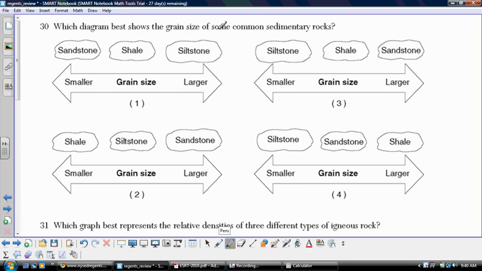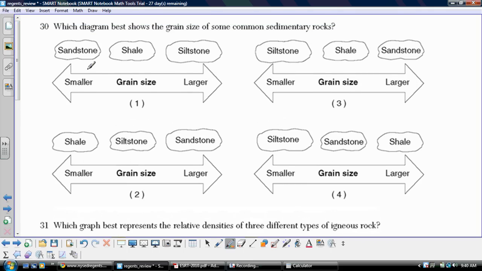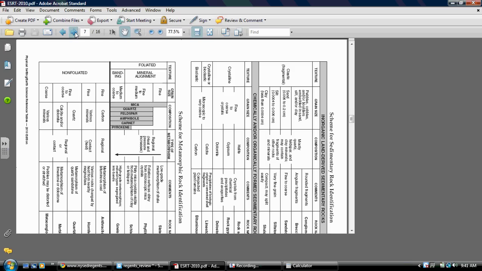Which diagram best shows the grain size of some common sedimentary rocks? Okay, so what we're looking for, we got sandstone, shale, and siltstone scattered throughout. And the difference, the smaller to larger, works exactly the same for all of them. And so what we're asked to do here is classify correctly the smallest to the largest grain size of these clastic sedimentary rocks. And if you don't have this memorized, then we're going to go to the sedimentary rock schema for identification over here on page 7.